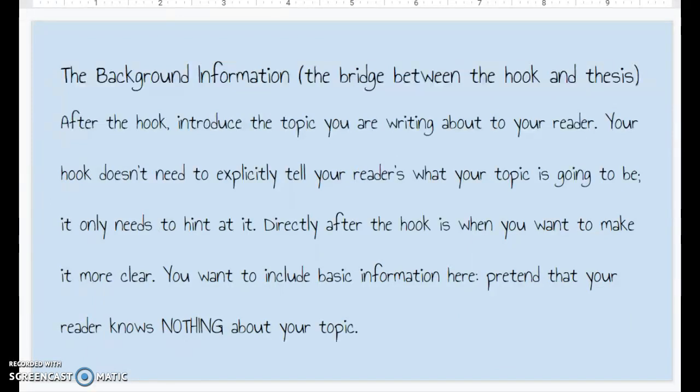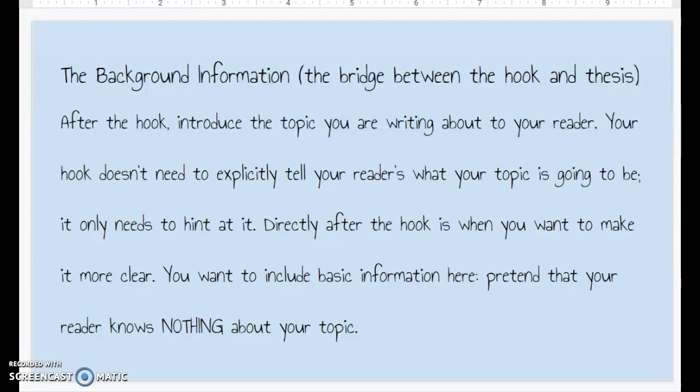And then after the hook, you'll do the background info, which is the bridge between hook and the thesis. After the hook, you introduce the topic you're writing about to your reader. Your hook doesn't really need to explicitly tell your reader what your topic is going to be, like I said before. It only needs to hint at it. Directly after the hook is when you want to make it more clear.